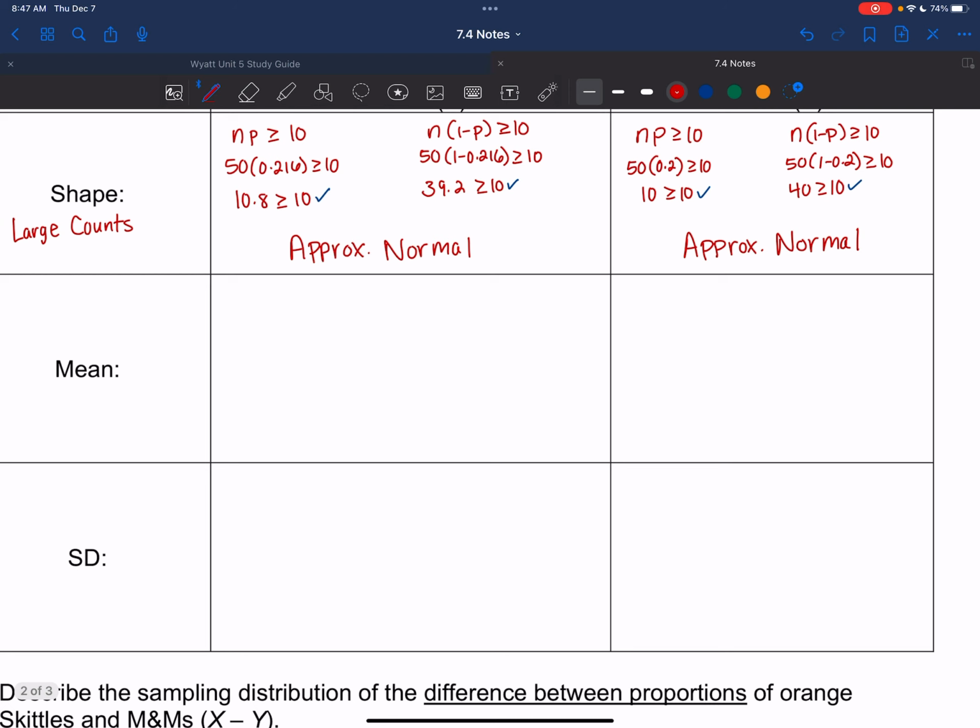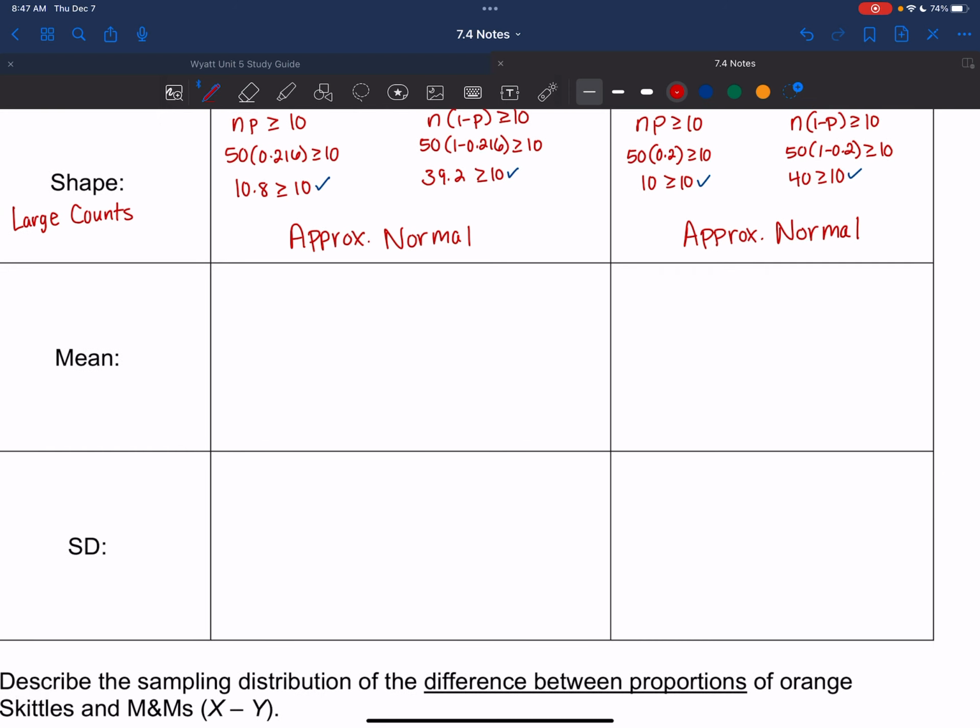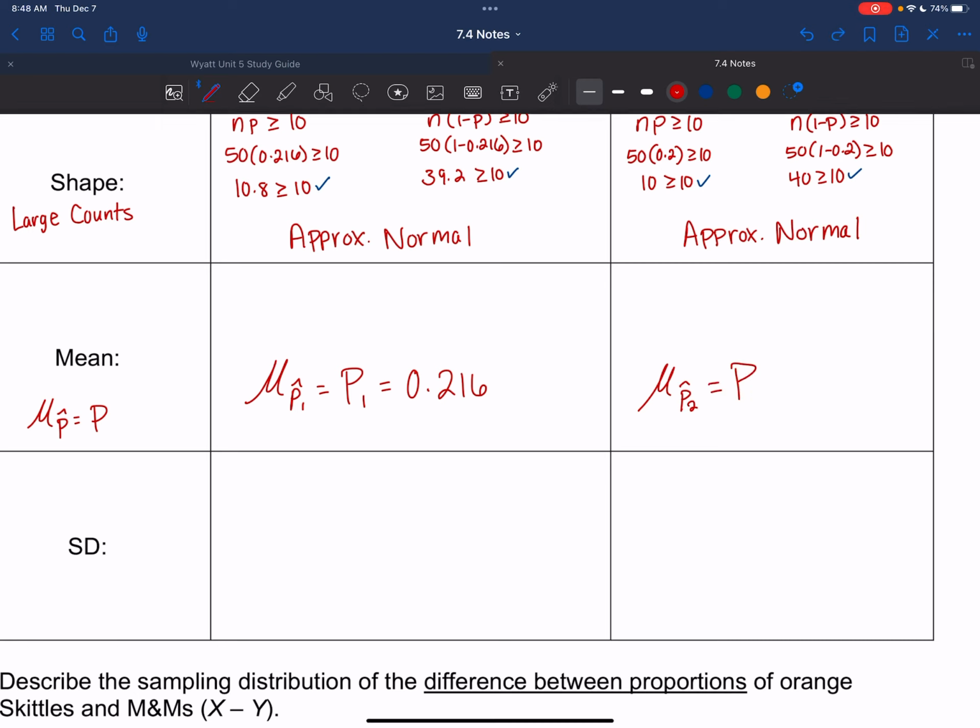All right, now if I'm trying to find the mean, remember that mu sub p hat is going to be equal to p, whatever we assumed the true value is going to be. So the mu sub p hat sub 1 is going to be equal to p sub 1, and we assumed that the true proportion is going to be 0.216 for Skittles. And then mu sub p hat 2 is equal to p sub 2. And we assumed for the M&Ms it's going to be 0.20.